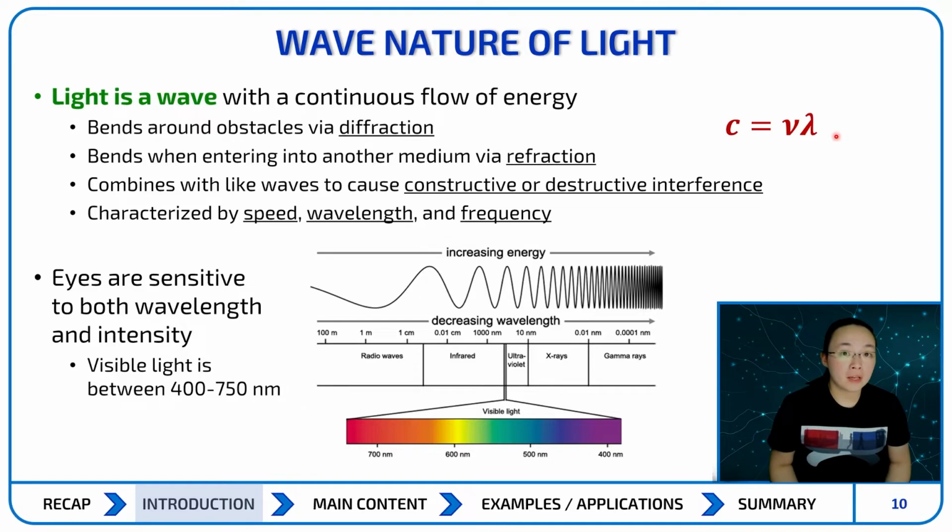When we talk about light, remember we were only talking about the visible spectrum that we can see, because if it's outside of the visible spectrum, we won't be able to see it, and we don't regularly categorize it as light. So our eyes are sensitive to both wavelength and intensity. What we call visible light is between 400 and 750 nanometers, so the rainbow of color.